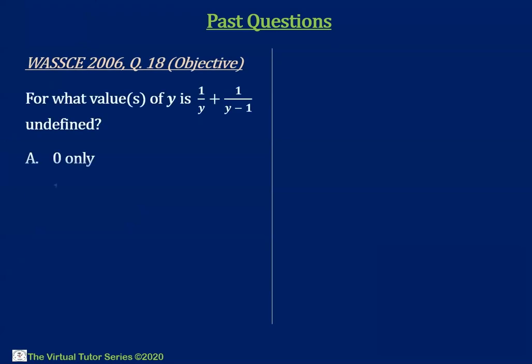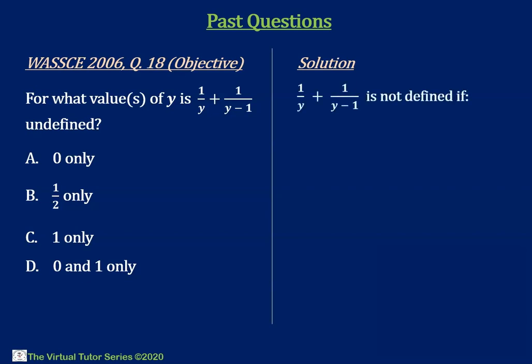WASSCE 2006, Objective Question 18. For what value or values of y is 1 over y plus 1 over y minus 1 undefined? Solution. The algebraic fraction 1 over y plus 1 over y minus 1 is undefined if the product of the denominators, y into bracket y minus 1 bracket closed, is equal to 0.